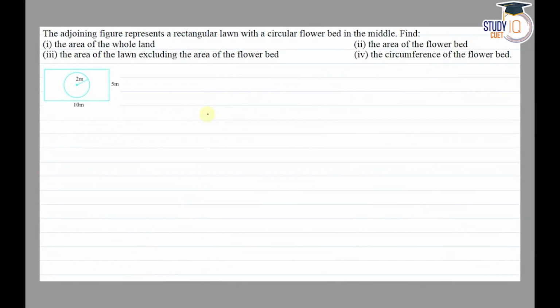Hello everyone. This question appears in the Class 7th NCERT chapter of Perimeter and Area. This is the ninth question of Exercise 11.4. The question says that the adjoining figure represents a rectangular lawn with a circular flower bed in the middle. Find the area of the whole land.